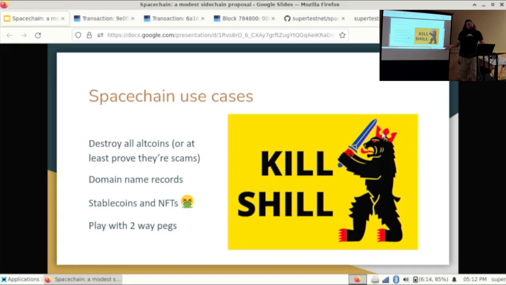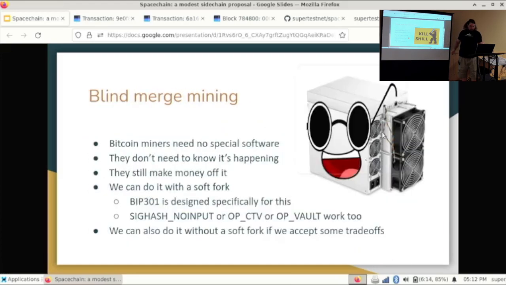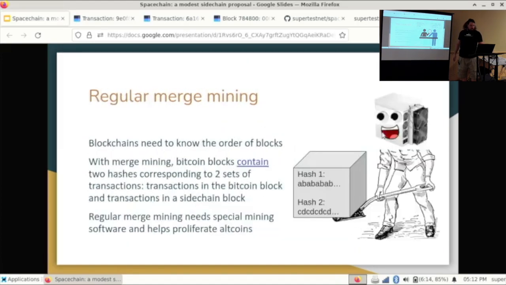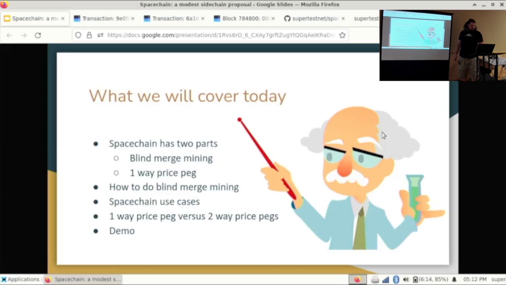Technically, Stax implemented the first space chain, because if you look at the technical requirements to be one, Stax, we're back here. Stax does do blind merge mining. They do take a hash of each of their blocks. Anyone can mine them and put them into Bitcoin. And at least initially, they had a one-way price peg, where you did the proof of burn thing to burn Bitcoins and put them on there. So Stax is actually the first space chain.